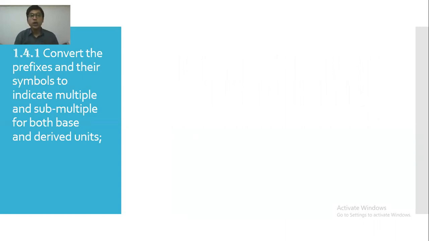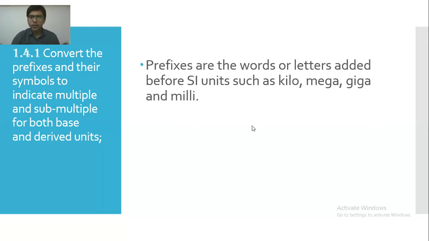First of all, look at the definition of prefixes, that is, what are prefixes. Prefixes are the words or letters added before SI units such as kilo, mega, giga and milli. As the name indicates, pre means before. You have seen that whenever we are using SI units, we use some words. These words are called prefixes. These words could be kilo, mega, giga, and milli. So these are actually prefixes. These are the examples of prefixes which we use in our SI units.